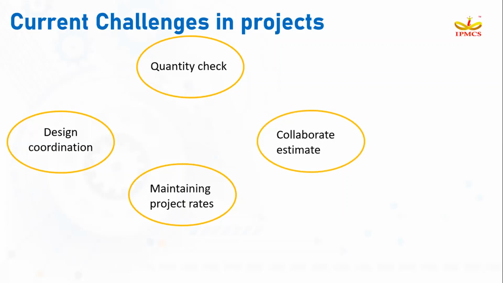Next is collaborating the estimate. For example, in a high-rise residential project, one person may work on civil quantity calculations, one person on architecture quantity calculations, and another person on mechanical or plumbing activities. When it comes to merging all the data, it will be difficult, because we have to combine all the Excel sheets together. This is another challenge of multiple people working together.